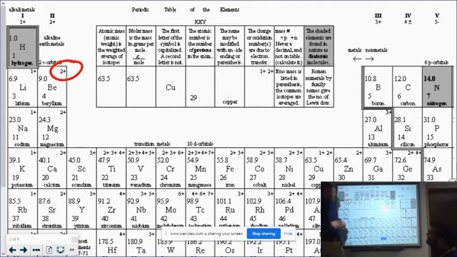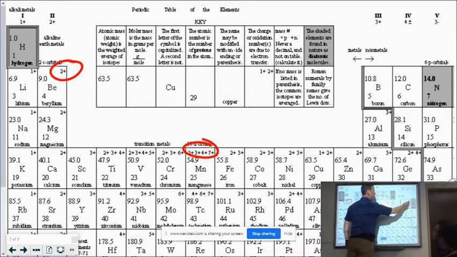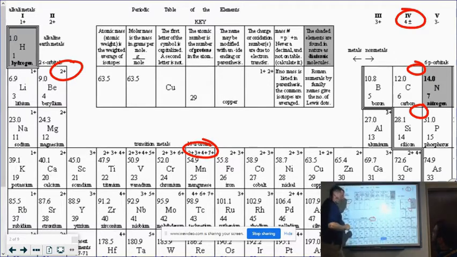Today we're going to pay attention to the charges in the boxes as we're going along. Your periodic table does in fact have charges in the box. On our old periodic table, we have the charges up above.